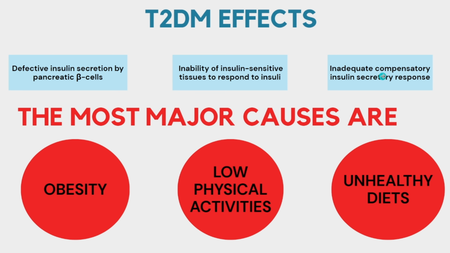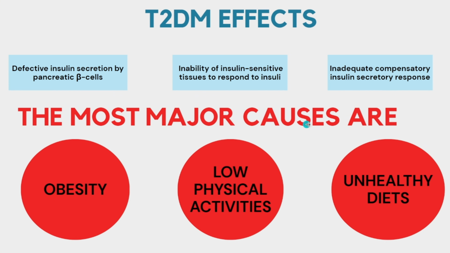Another one is inadequate compensatory insulin secretory response. Actually this one is very serious, where your pancreatic beta cell can no longer increase insulin output sufficiently, leading to a persistent imbalance between insulin supply and demand. So it is already very late. Your pancreas cell cannot produce insulin anymore. This one still can produce, but the amount is very less. This one is inadequate compensatory, meaning that your pancreas cannot produce insulin anymore. No insulin anymore. This is very serious already.